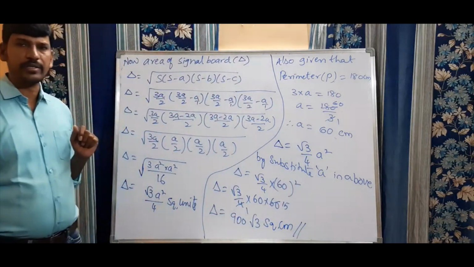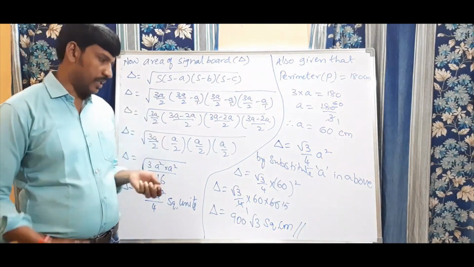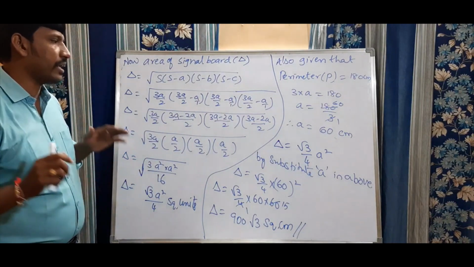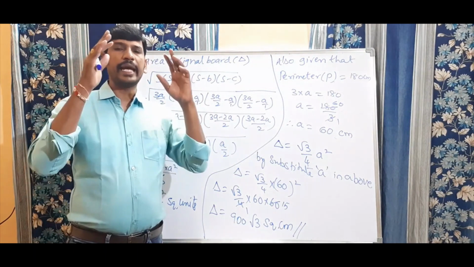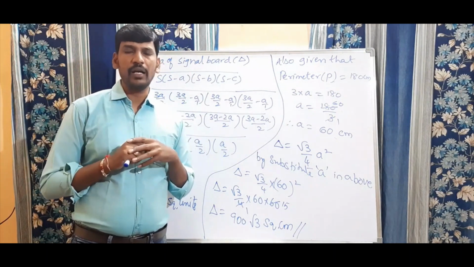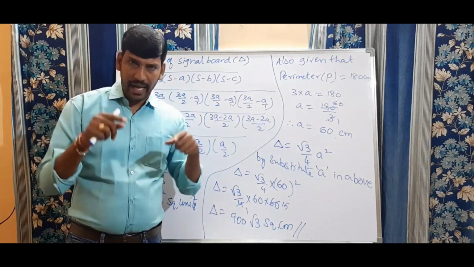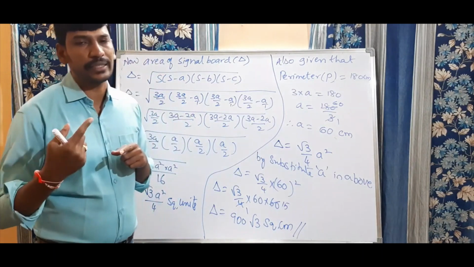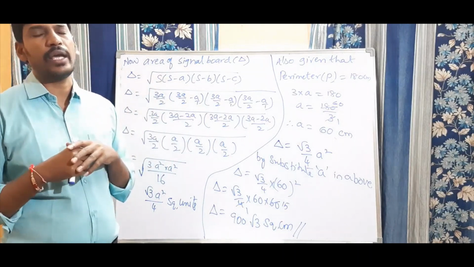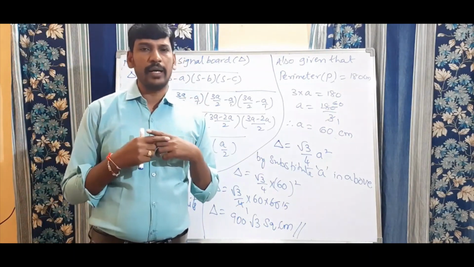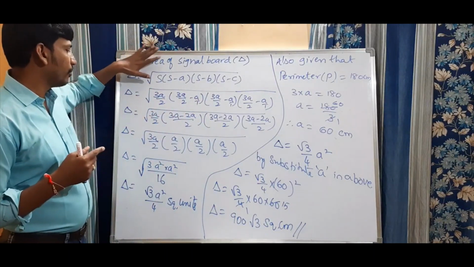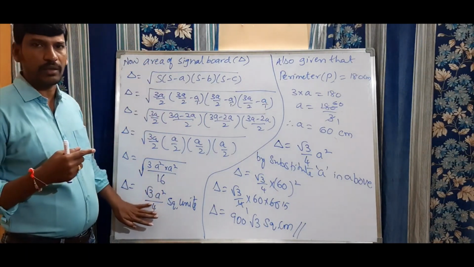Is this clear, my dears? Is this clear, everyone? See this here. Just understand it very easily. There is a signal board, a traffic signal board, indicating that school ahead. Clear? And it is in the form of an equilateral triangle. The given side of that signal board is equal to a. Then find out the area of the signal board by using Heron's formula. So by using Heron's formula, we find out everything. Is this clear, my dears?